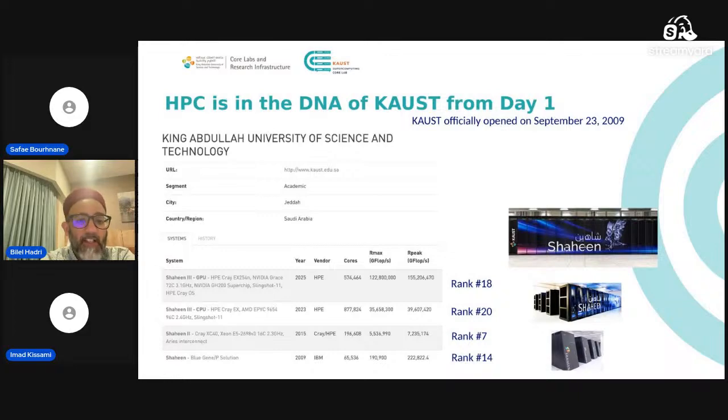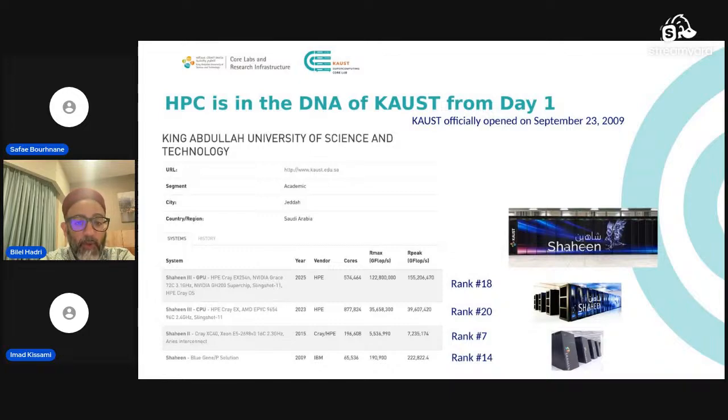As Dr. Isam has presented, since its creation in 2009, Chaos has had a supercomputer. We started in 2009 with the IBM Blue Gene/P, which was ranked number 14. Then in 2015, we had Shaheen 2, a Cray XC40 system. After a few years, we had Shaheen 3, with two components. One we procured in November 2023 and accepted, and it was ranked number 20.